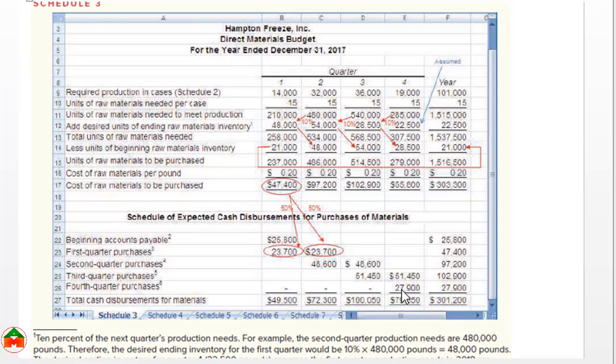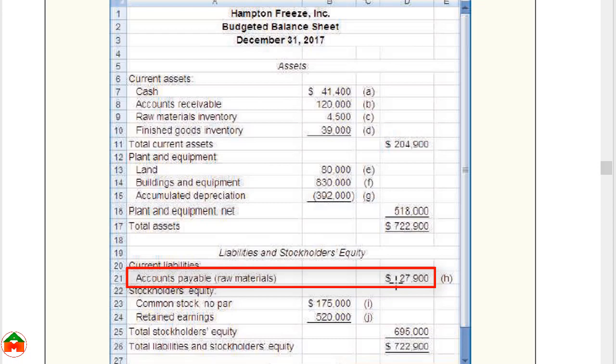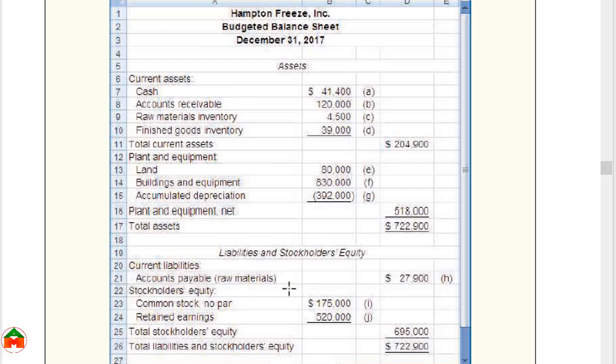This amount would be paid in the fourth quarter, and the remaining amount will be considered as accounts payable. I am repeating, the remaining 50% of the fourth quarter purchase of materials would be considered as accounts payable. So our accounts payable would be 50% of this 55,800, which is 27,900. It would be shown as a current liability. Then we will write the stockholders' equity.